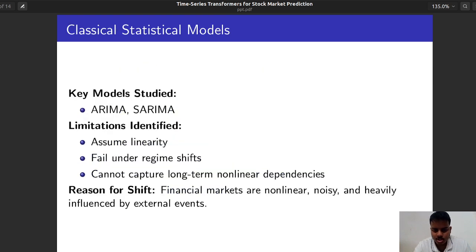We first studied classical statistical models such as ARIMA and SARIMA. While these models are mathematically elegant, they assume linearity and stationarity. In practice, financial markets exhibit nonlinear behavior, and these models are not a good fit and they do not capture the patterns effectively.